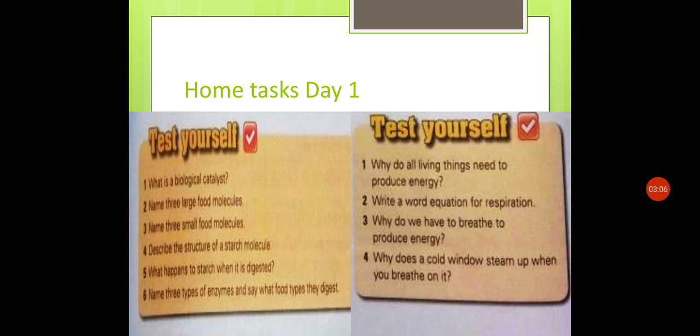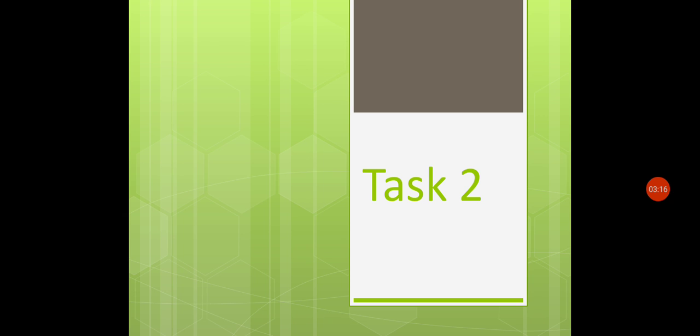These are home tasks for day 1. You have to do these tests yourself, part 1 and part 2, on your loose sheets. Task 2.